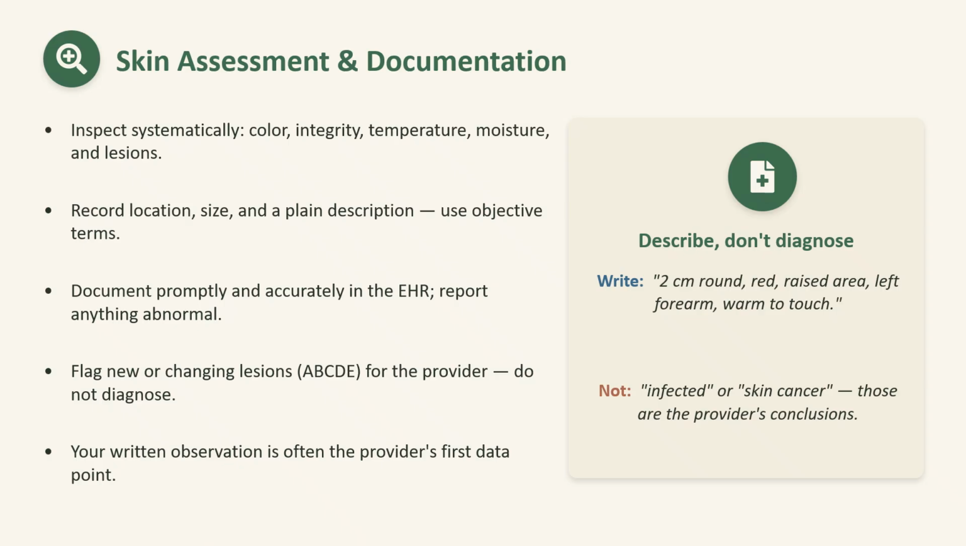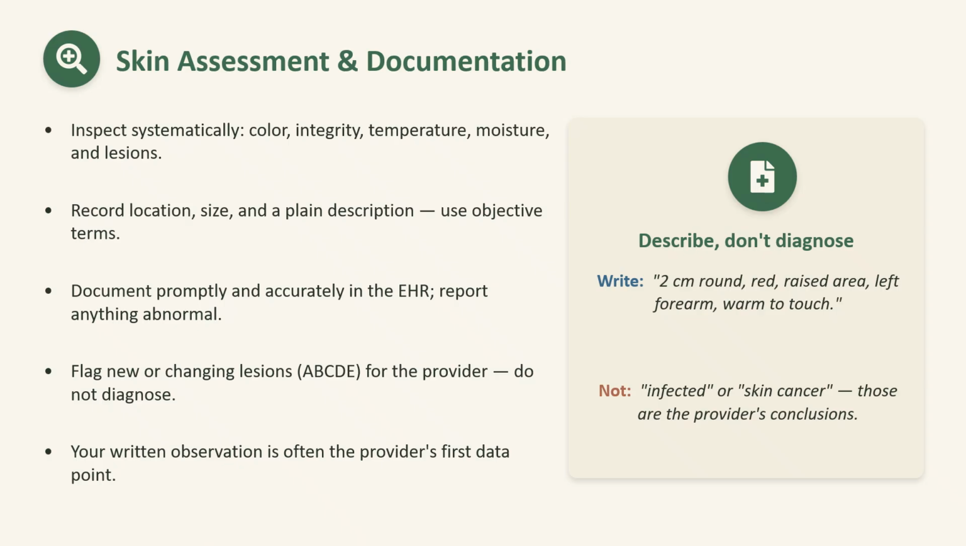For anything you find, capture 3 things: where it is, how big it is, and the plain description. Then document promptly and accurately in the electronic health record and report anything abnormal to the provider rather than sitting on it. If you notice a new or changing mole, flag it using the ABCDE features from the last lecture. But flag it, don't label it. That's the key idea on the right.